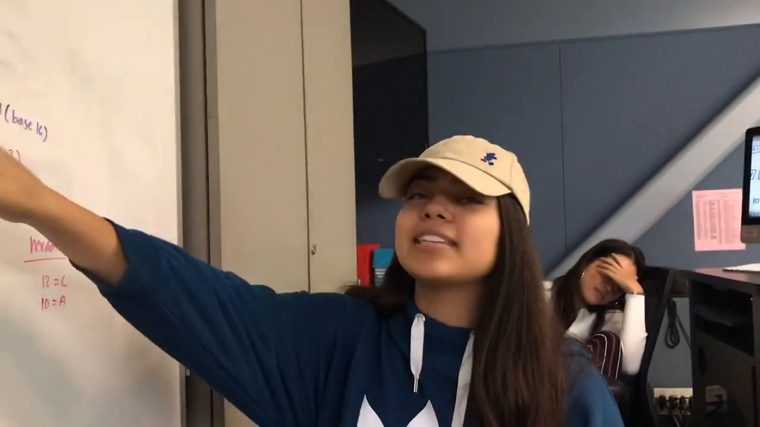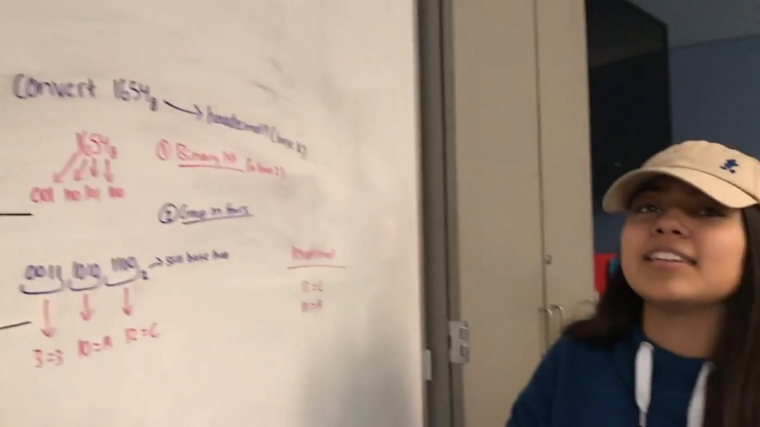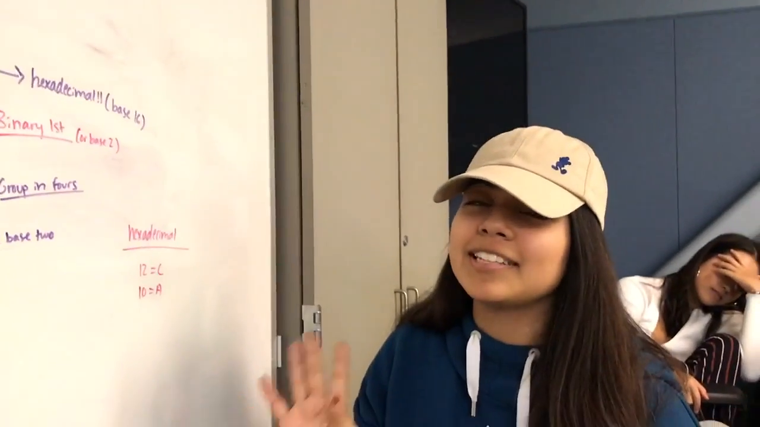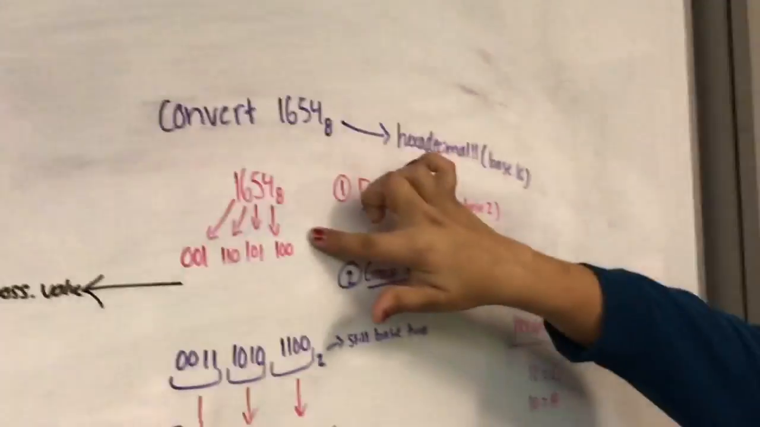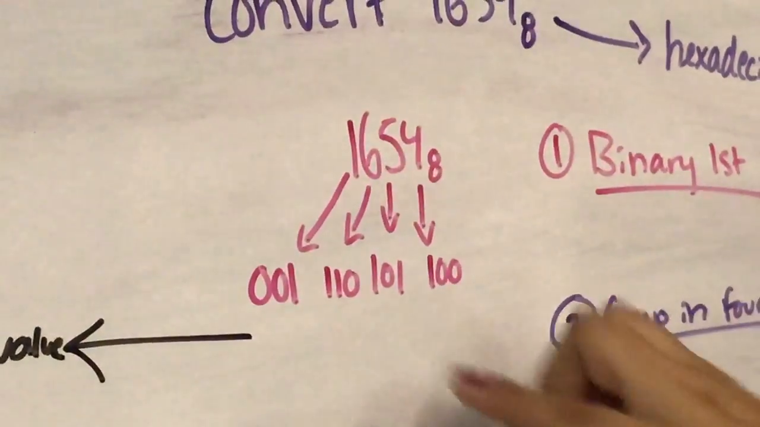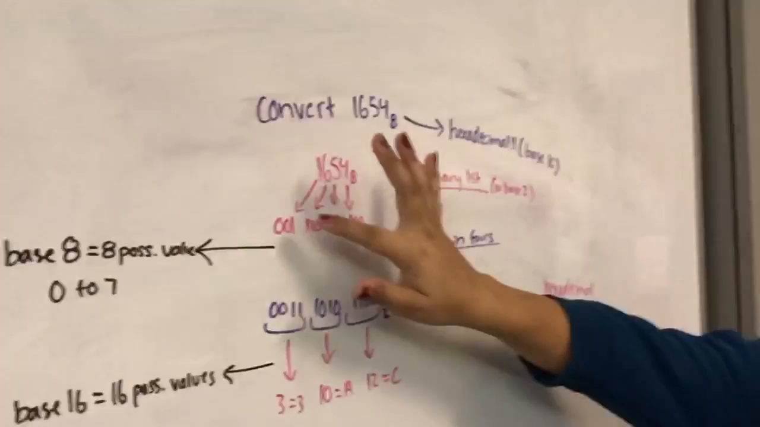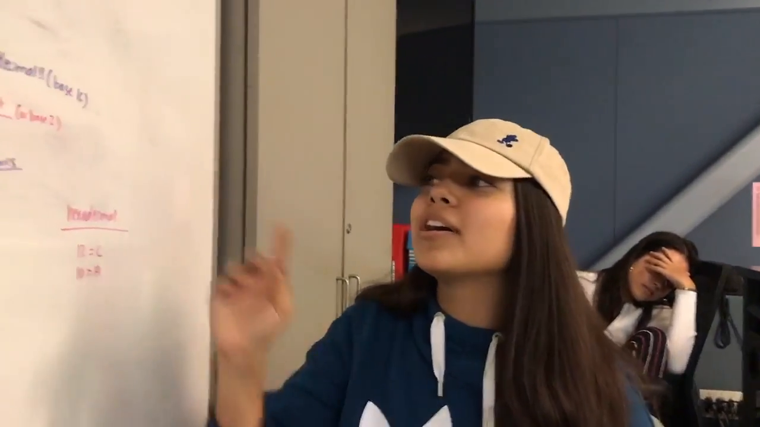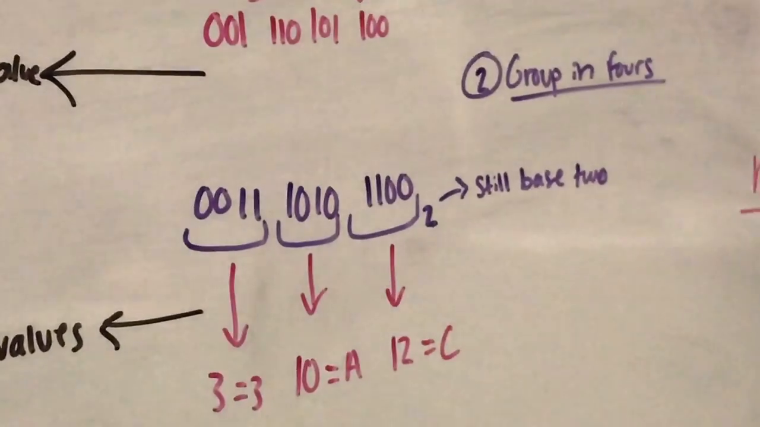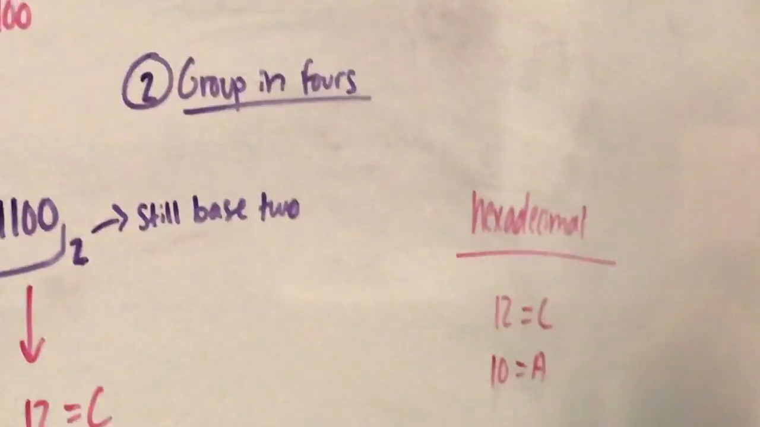Okay, so now we're going to convert base 8 to hexadecimal, which is base 16. So we're going to do this with 1654. So here we go. First, you got to get it into binary or base 2. So 4 in binary is 100, 5 in binary is 101, and 6 in binary is 110, and lastly, 1 in binary is 001. Since we are dealing with base 8, there are 8 possible values, 0 to 7. So next, we're going to group these in 4s. You're going to group them like that into their 4s, and they are still base 2. Just keep that in mind.